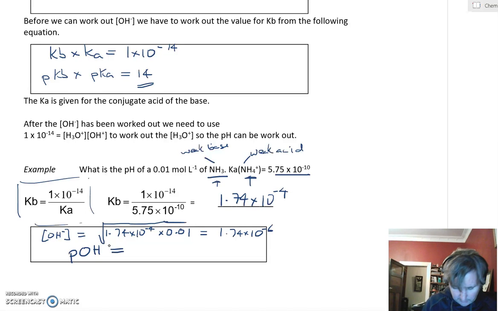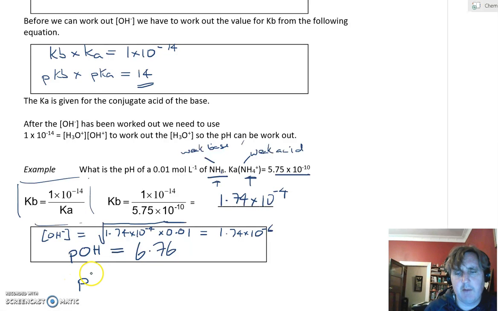So I want to do the negative log, delete the log of answer, execute. It is 6.76. That's my pOH. But you know, they didn't want to know what the pOH is. 6.76 is the pOH. They wanted to know what the pH was.